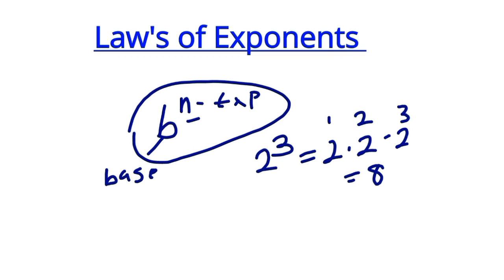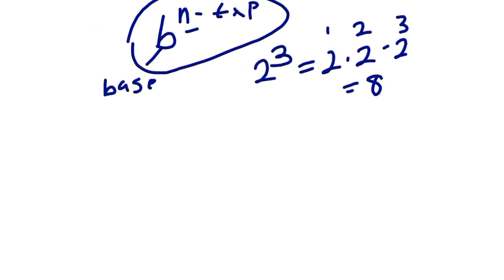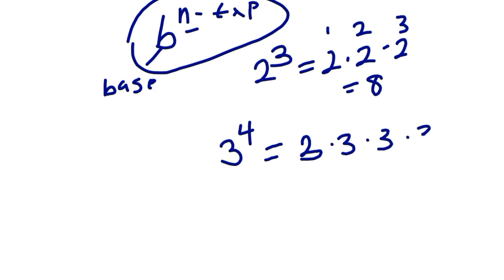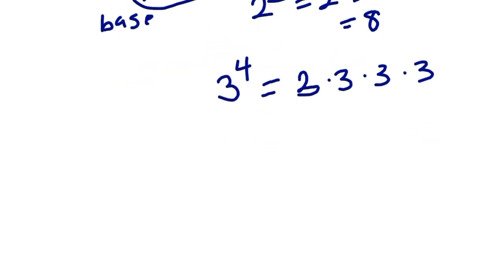Now let's take another example, like when you have 3 raised to the power of 4. So the number 3 will keep on multiplying itself by 3 until it gets to 4. So this gives us 3 multiplied by 3 multiplied by 3 multiplied by 3. So 3 will multiply itself 4 times. Now let's move over to the laws of exponents.